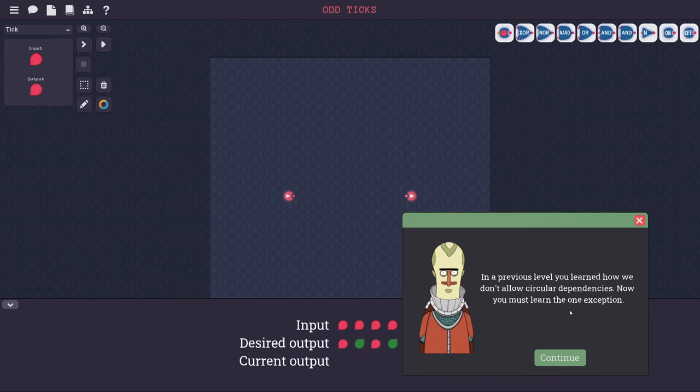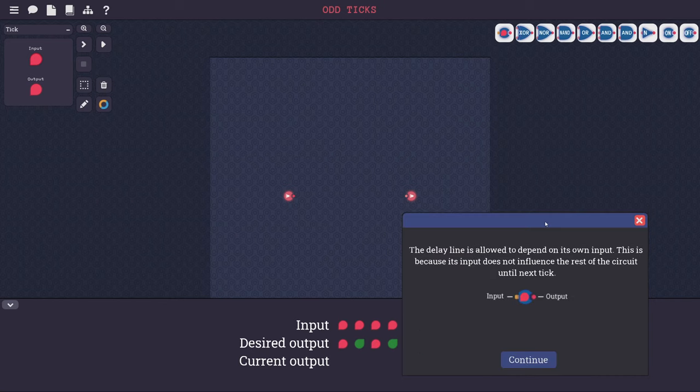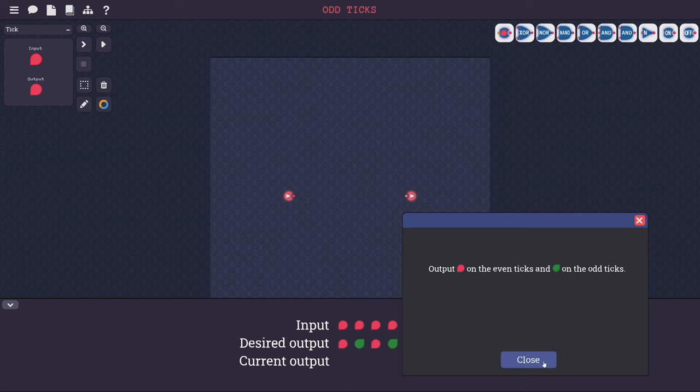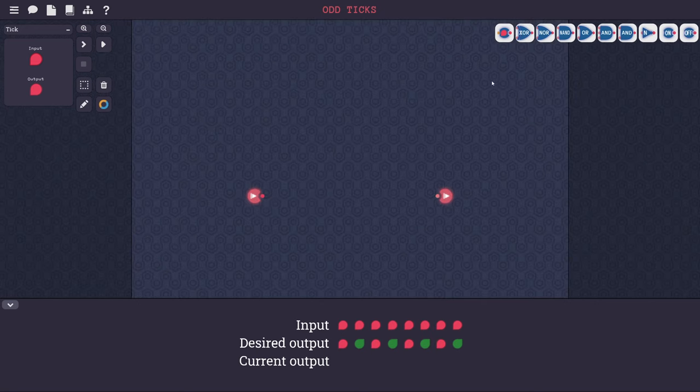Odd ticks. In a previous level, you learned how we don't allow circular dependencies. Now you must learn the one exception. The delay line is allowed to depend on its own input. This is because its input does not influence the rest of the circuit until the next tick. Square pins in the game never affect the output in the same tick. They therefore never cause circular dependencies. Output low on the even ticks and high on the odd ticks. So I could theoretically feed that back into itself like that. And it would allow that because it's a square input.